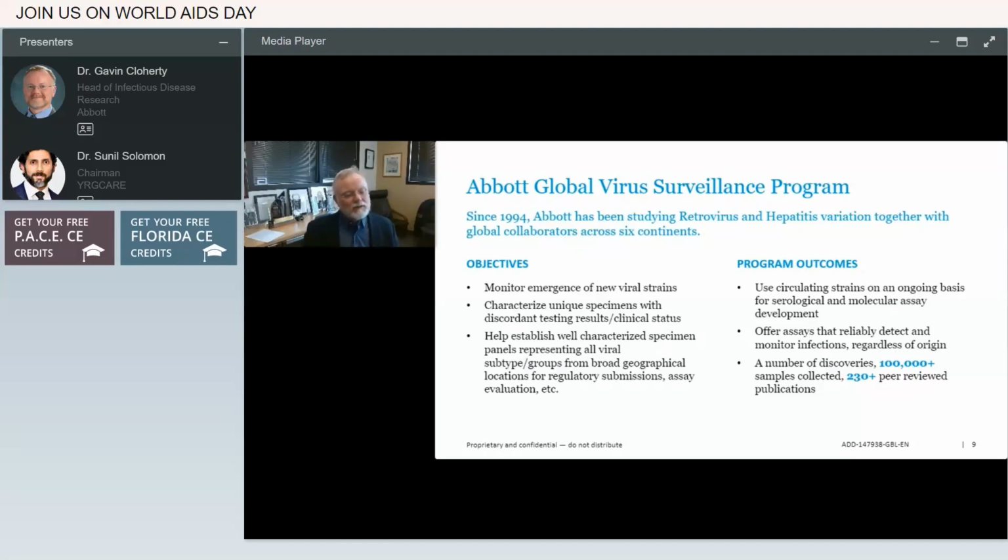And panels of these very diverse strains are used for regulatory submissions to demonstrate to regulators that our tests continue to stand up to the diversity of this virus over time. And it gives our customers and patients and anyone who gets an Abbott diagnostic test for HIV the confidence that that test should reliably work regardless of where the test is performed or where the infection was acquired. And we've made a number of discoveries through this program, which I will discuss in later slides.